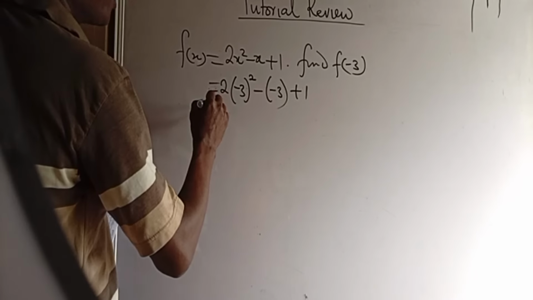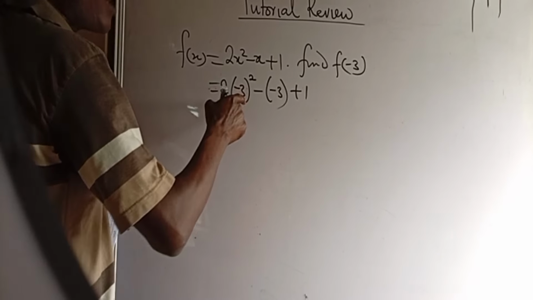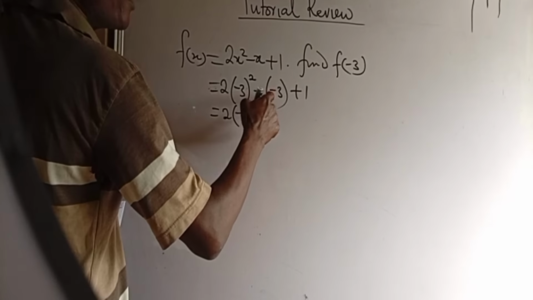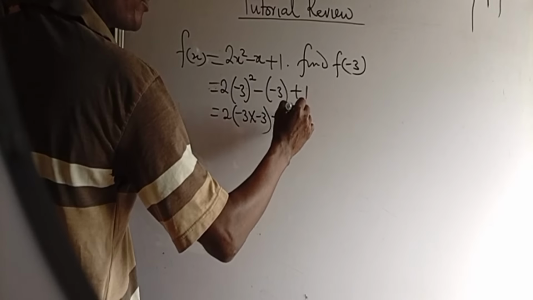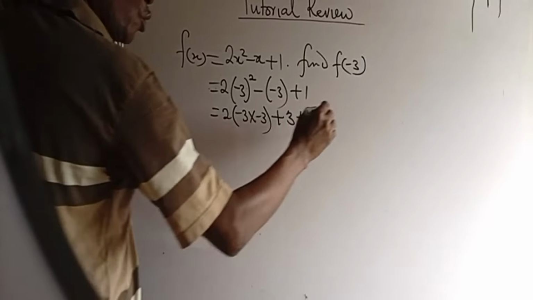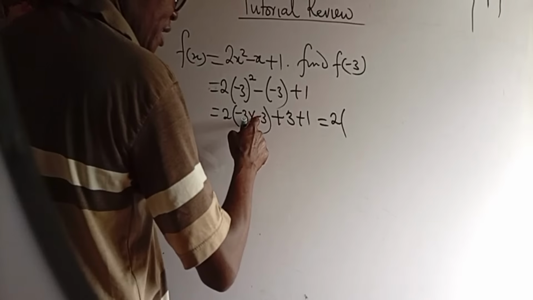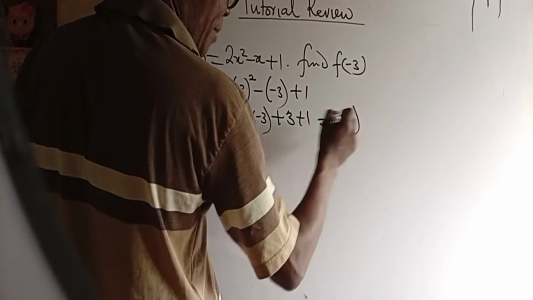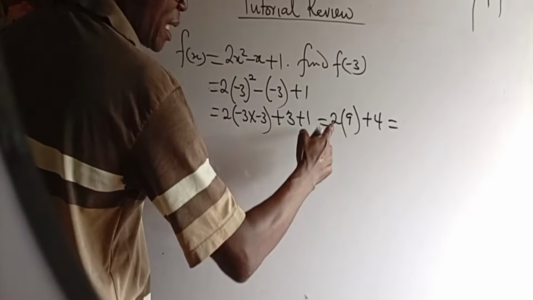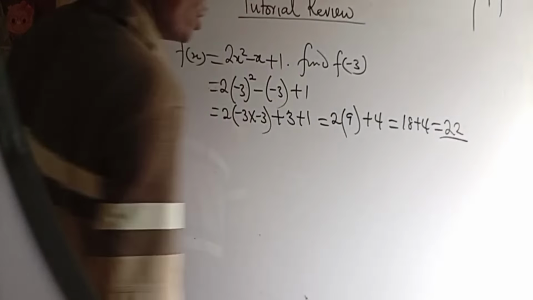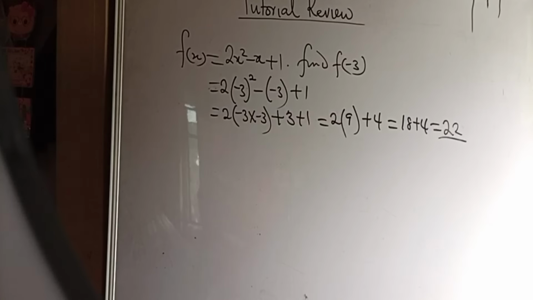Okay, now that becomes what? 2 into minus 3 squared means minus 3 times minus 3. Minus times minus means plus 3, then plus 1. So that gives us 2 into bracket, minus times minus is plus, 3 times 3 is 9, then plus 3 plus 1 plus 4. That gives us 18 plus 4. So the result is 22. So f of minus 3 is equal to 22. Beautiful.